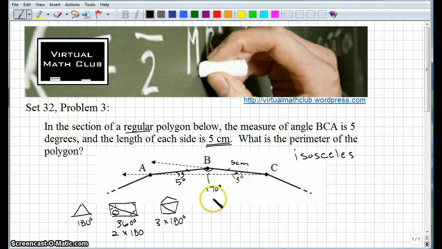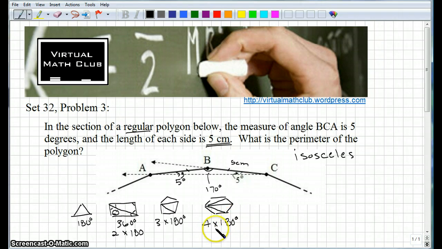Let's go on and just do one more for the fun of it. Let's do a hexagon. That's 6 sides. It's not going to be a very fancy hexagon. But I can break a hexagon into how many triangles? I can break it up into 4 triangles. So the sum of the interior angles of a hexagon is 4 times 180 degrees.